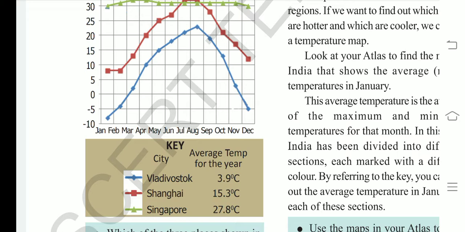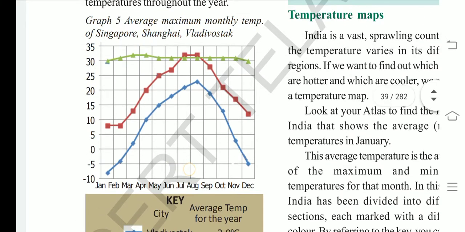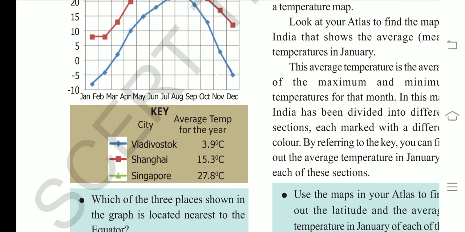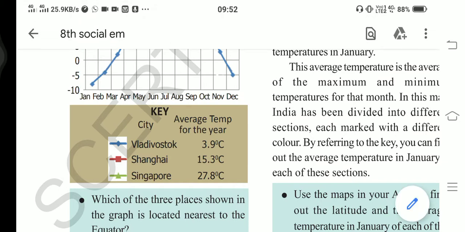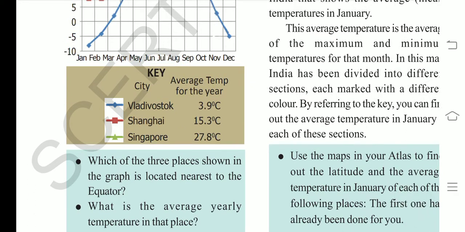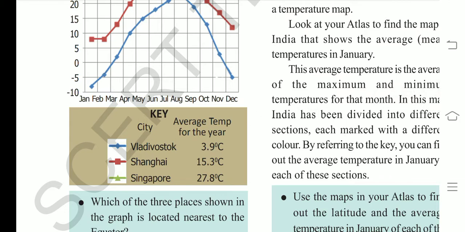So where is Vladivostok? Vladivostok is a place in Russia. Shanghai is in China, somewhat down from Vladivostok. Singapore is at the equator. So how is the temperature recorded here? You see here, the average temperature per year is given. At Vladivostok, the average temperature throughout the year is 3.9 degrees Celsius.